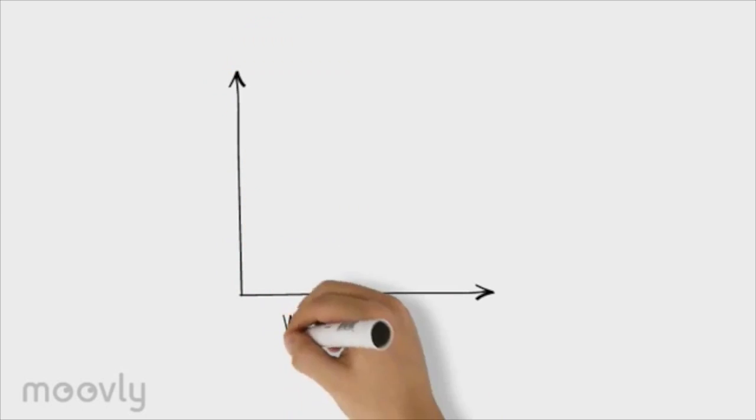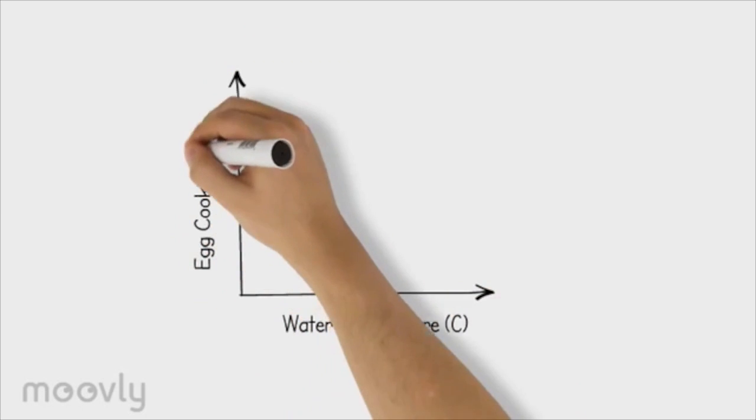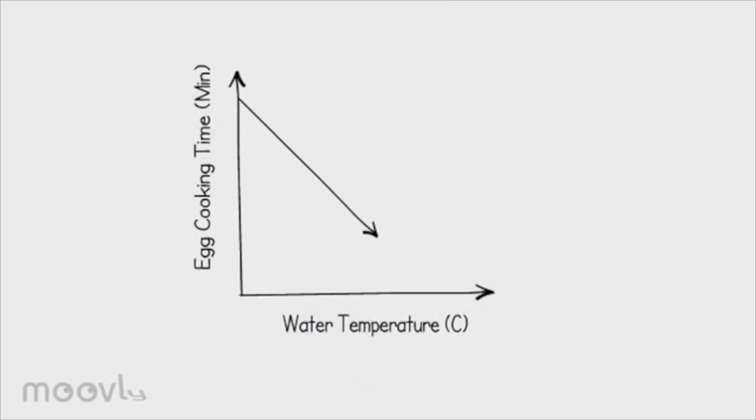To create a graph, you need your x and y axis. Label them for your experiment and add the data points. Then put on an appropriate title.